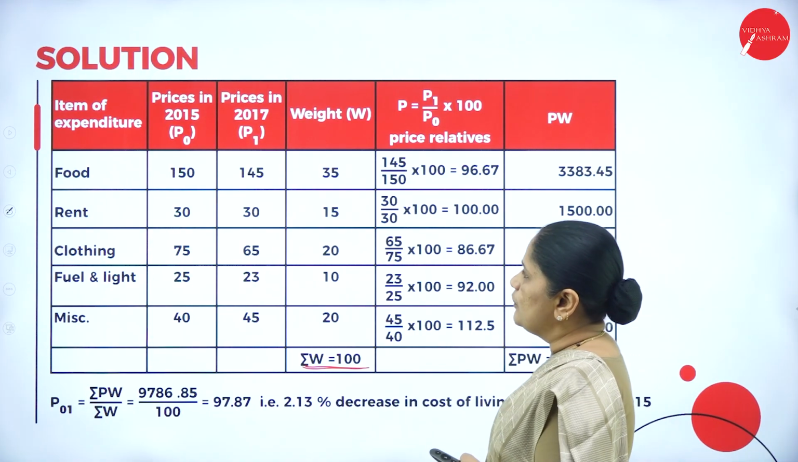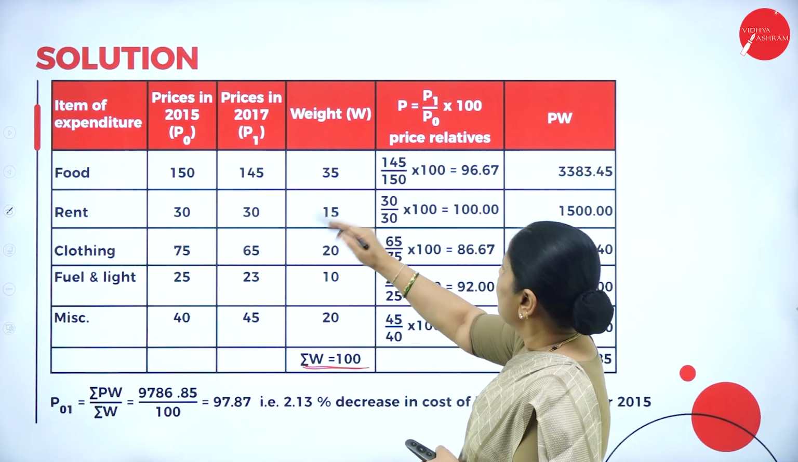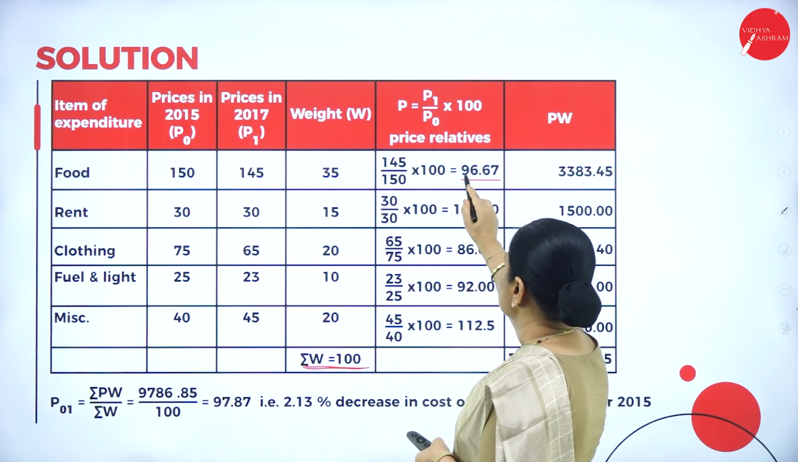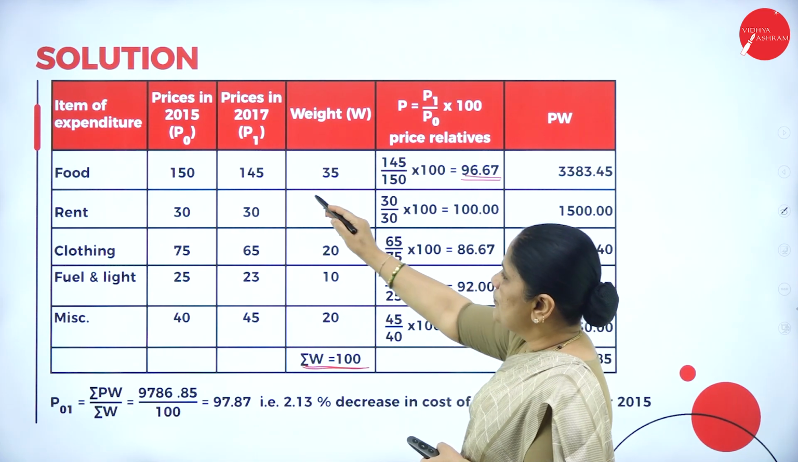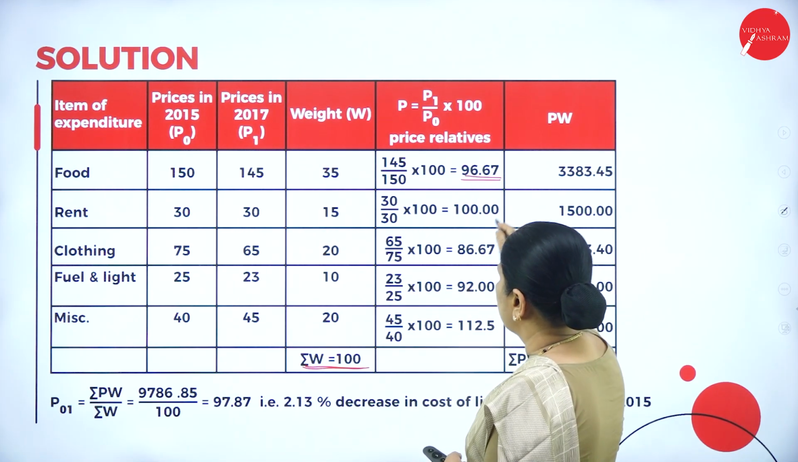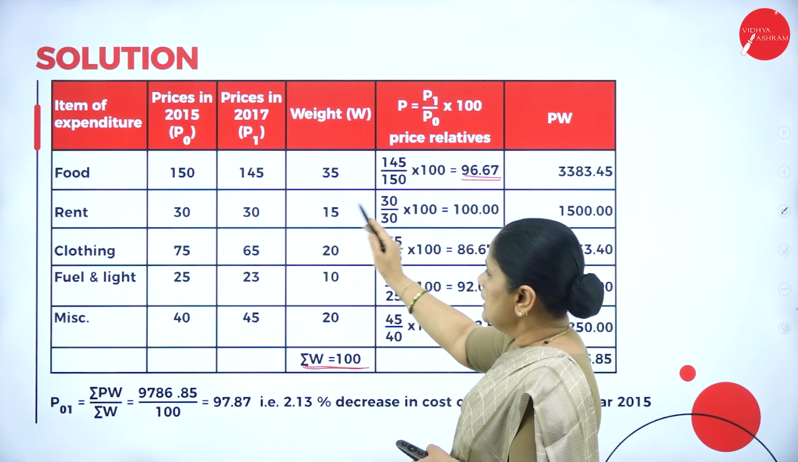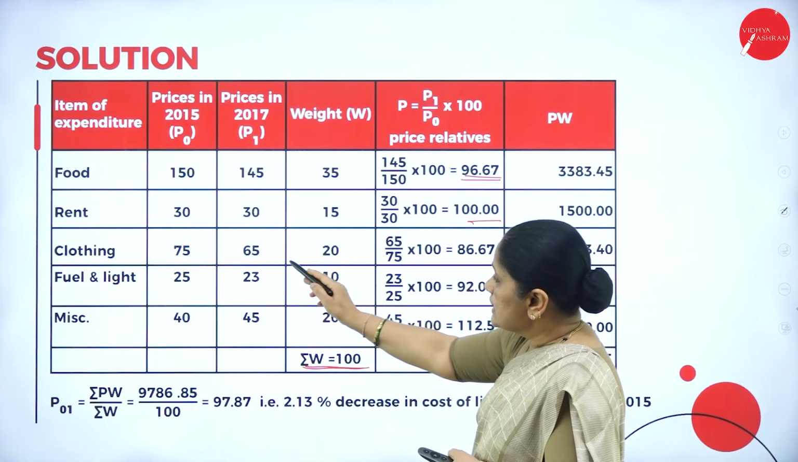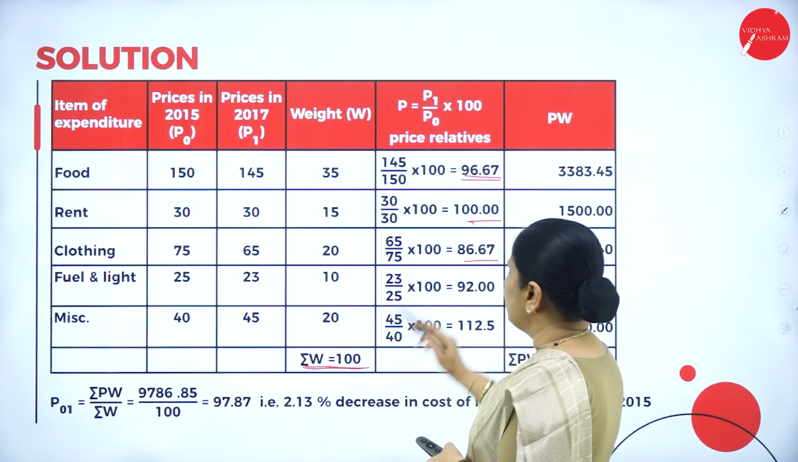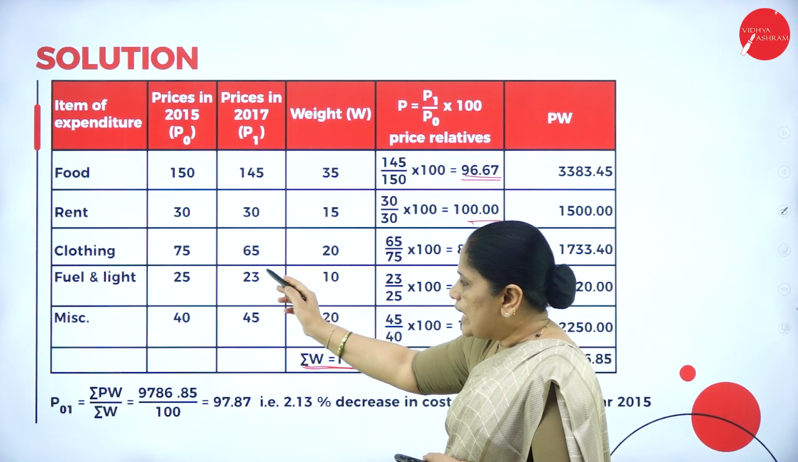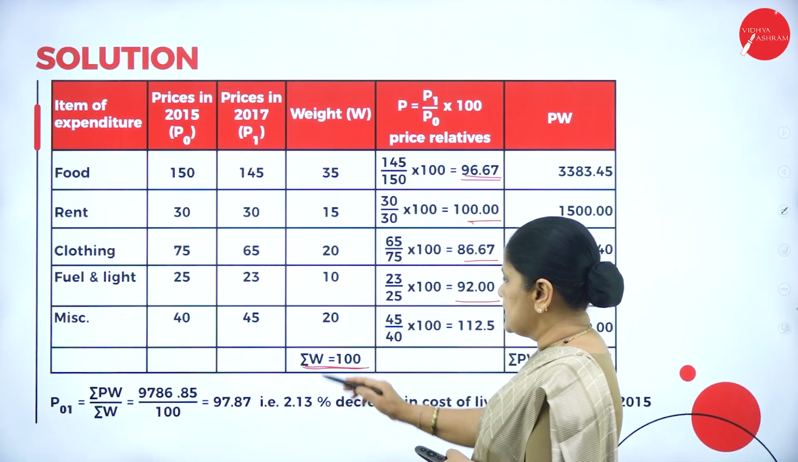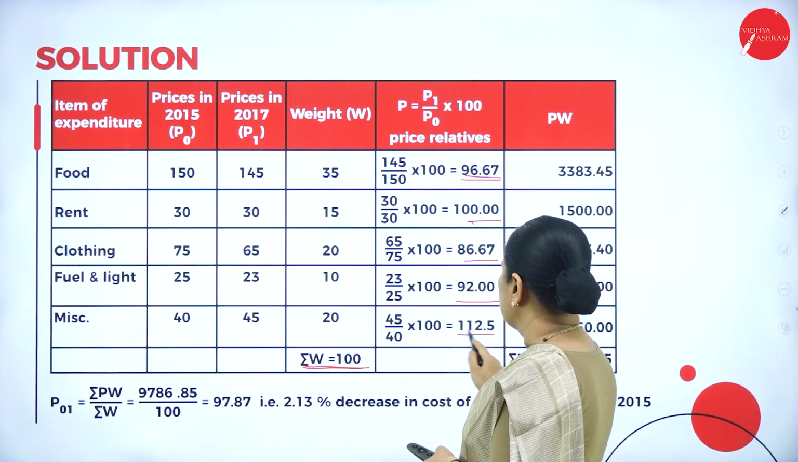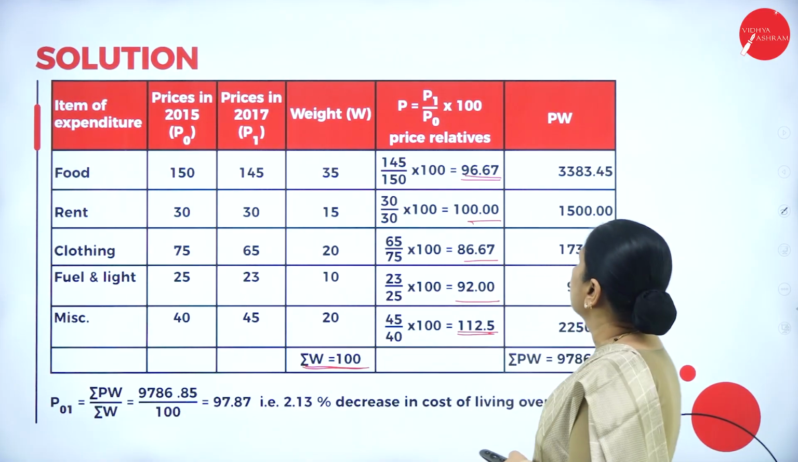Now the price relative. So price relative P will be equal to P1 by P0 into 100. 145 by 150 into 100, 96.67. 30 by 30 into 100, it is again 100. 65 by 75 into 100, 86.67. 23 by 25 into 100 is 92. 45 by 40 is 112.5.